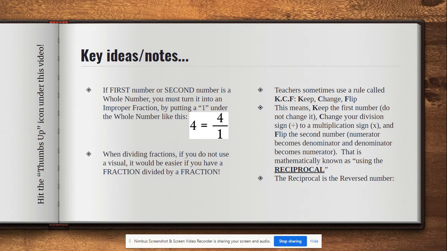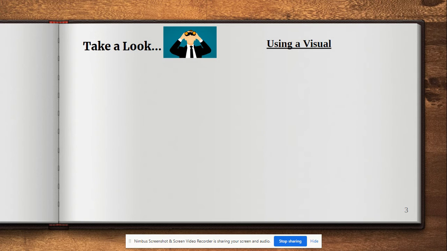That, therefore, mathematically is known as the reciprocal. You're using the reciprocal. It's a flipped number. The reciprocal, then, is also the reversed number. So, that being said, here we have 4 over 1. The reciprocal of that would then equal 1 over 4. So again, notice how we reverse the number. Numerator became your denominator, denominator became your numerator. That's the reciprocal.